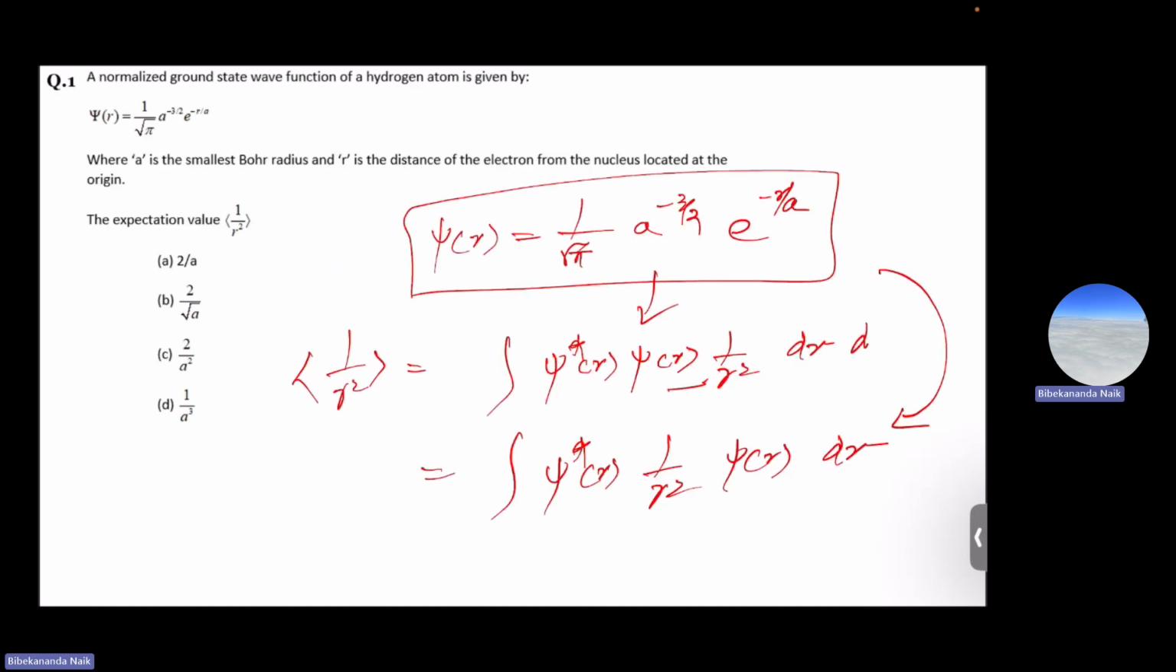And it should be kept in mind that here it is not dr, it is dv. So dv will be 4 pi r square dr.